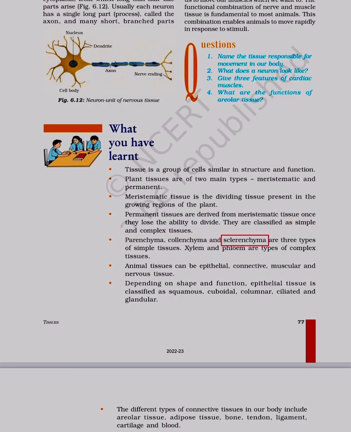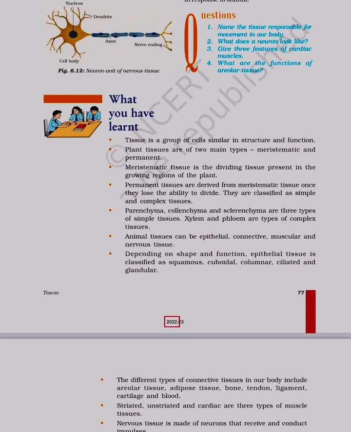Parenchyma, collenchyma and sclerenchyma are 3 types of simple tissues. Xylem and phloem are types of complex tissues. Animal tissues can be epithelial, connective, muscular and nervous tissue. Depending on shape and function, epithelial tissue is classified as squamous, cuboidal, columnar, ciliated and glandular.